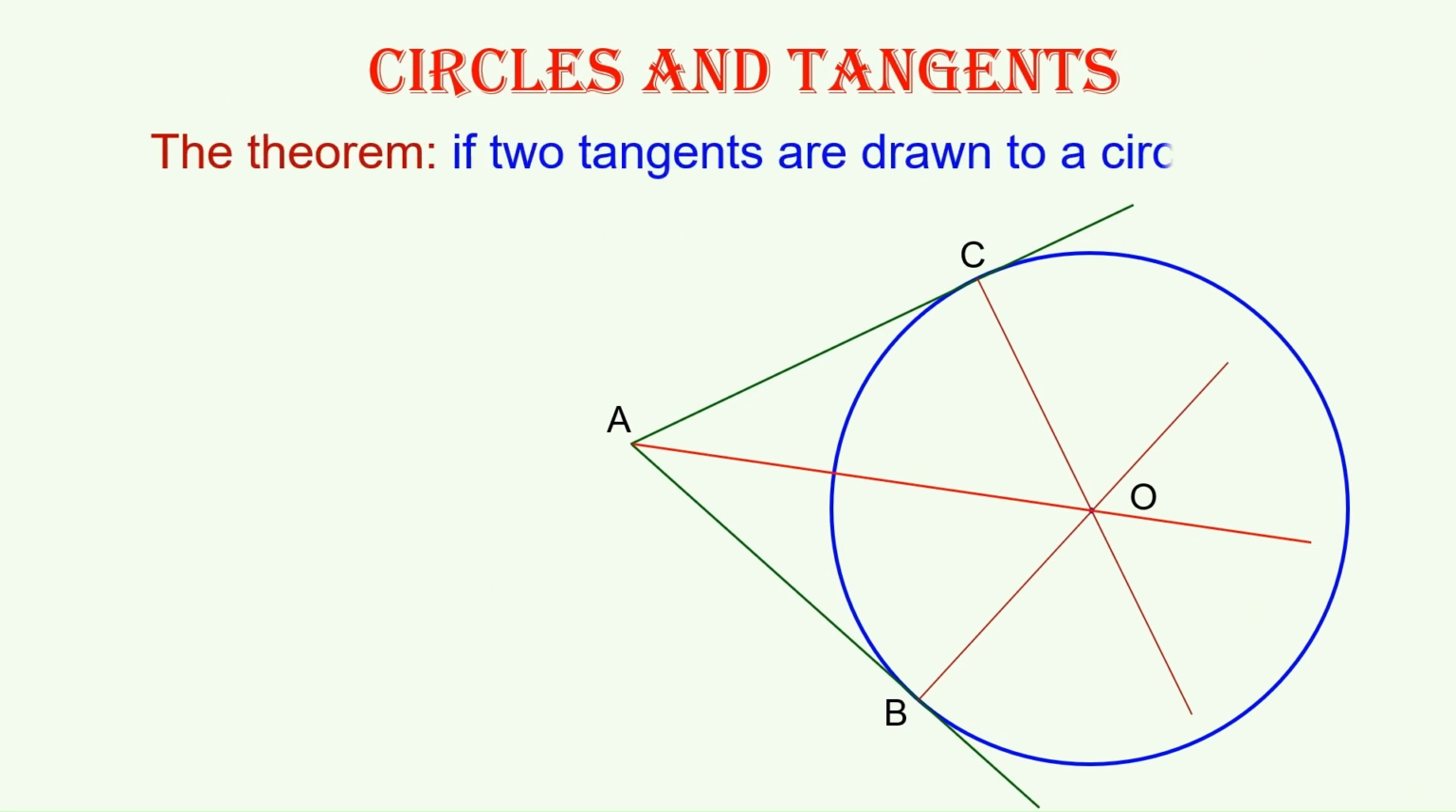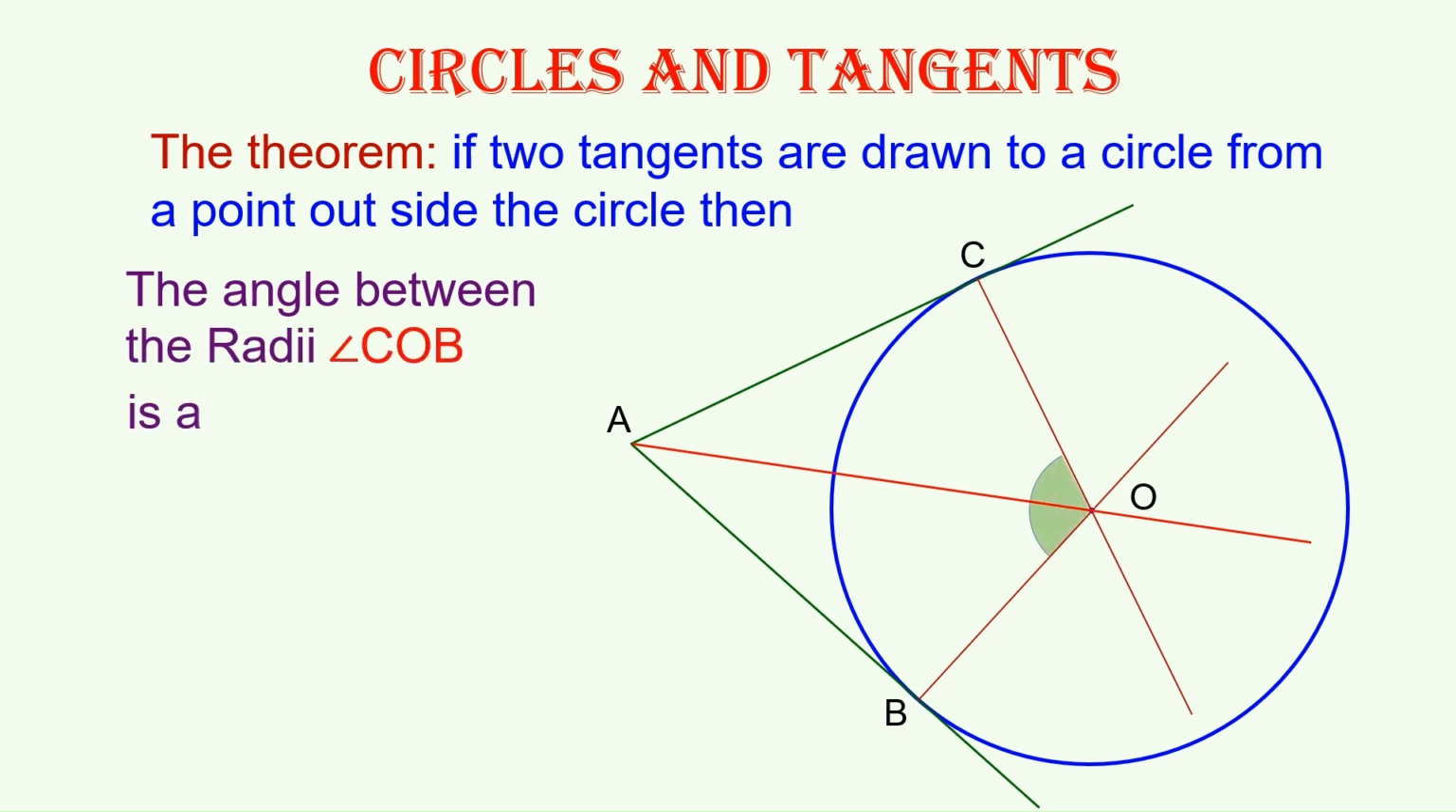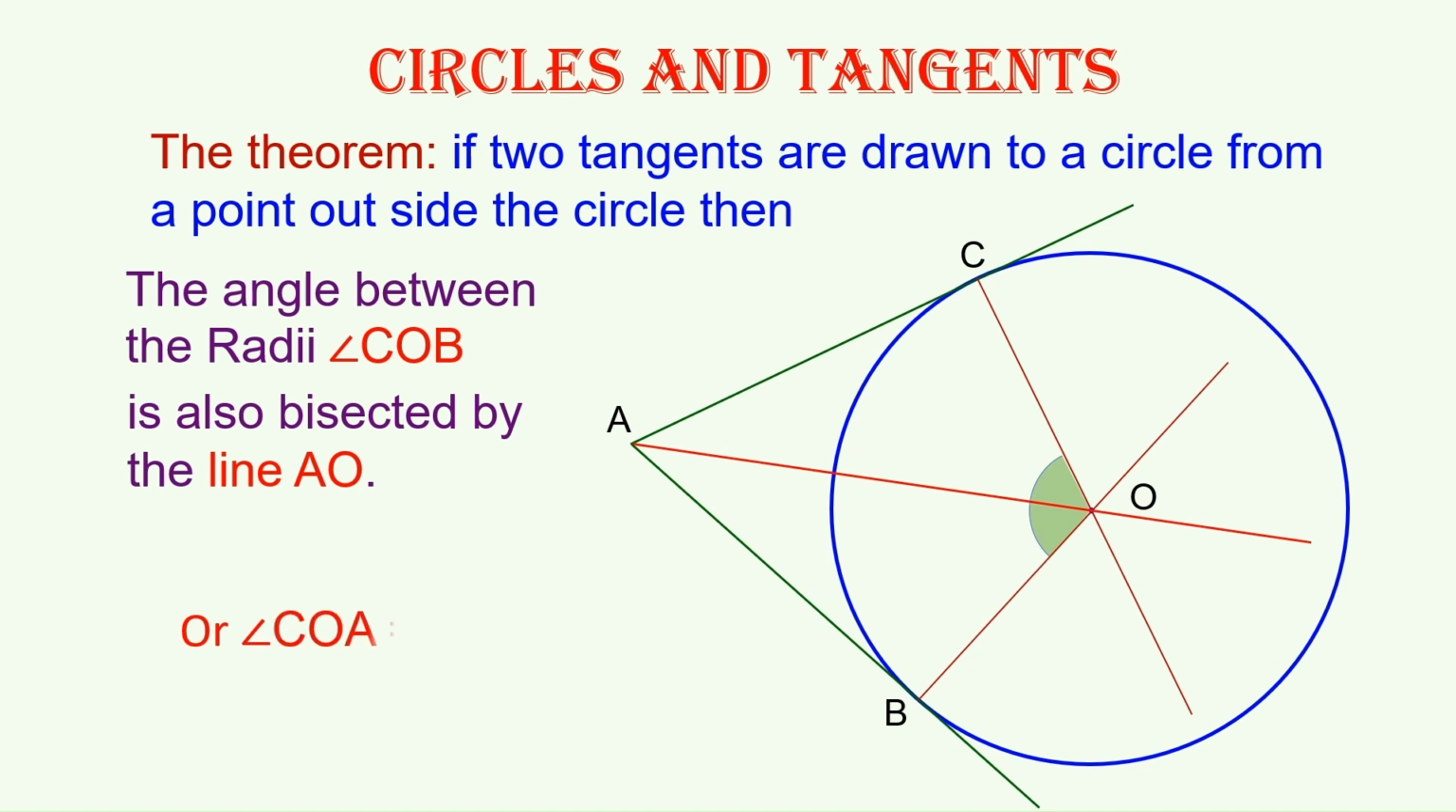Understand the theorem first. If two tangents are drawn to a circle from a point outside the circle, then the angle between the radii, angle COB, is bisected by the line joining point of intersection of the tangent to the center of the circle, that is line AO, or angle COA equals angle BOA.